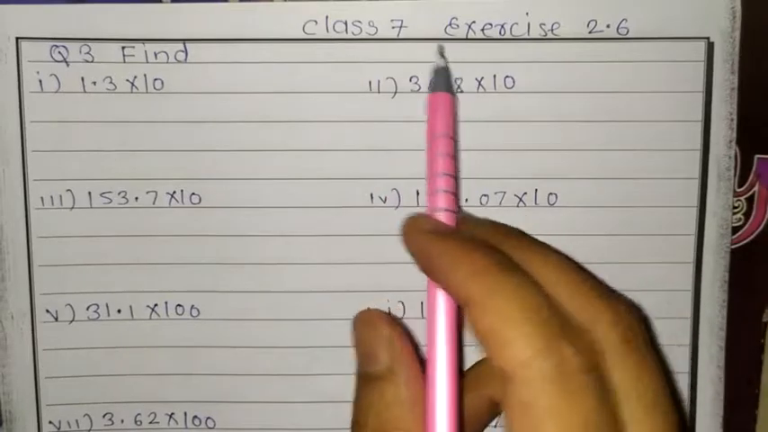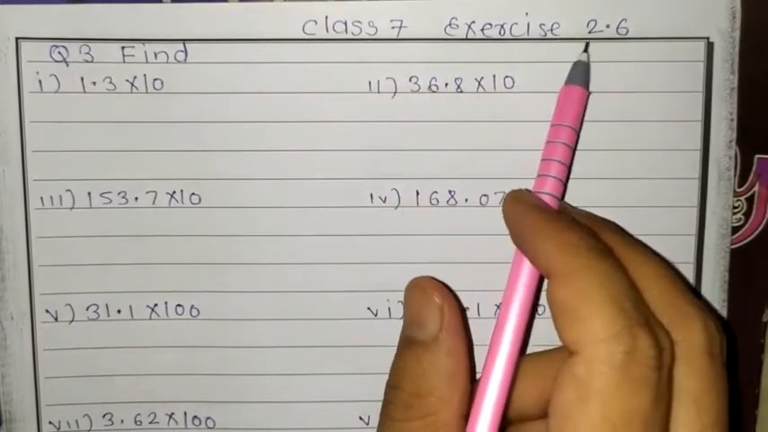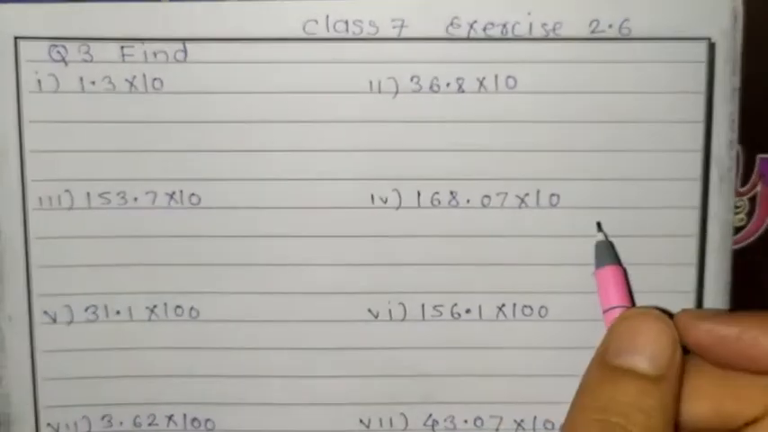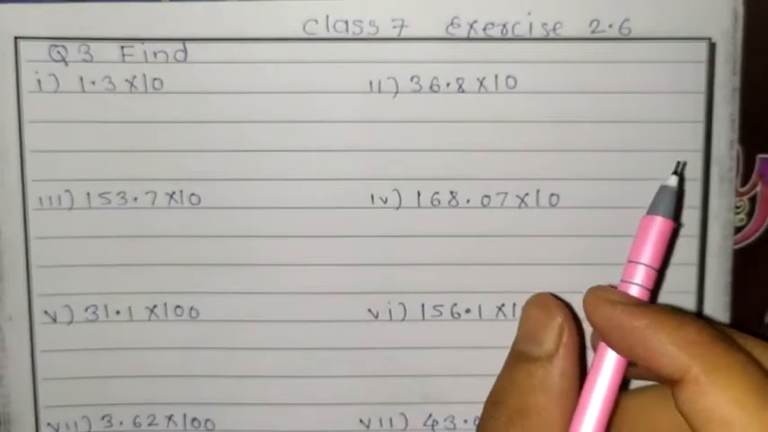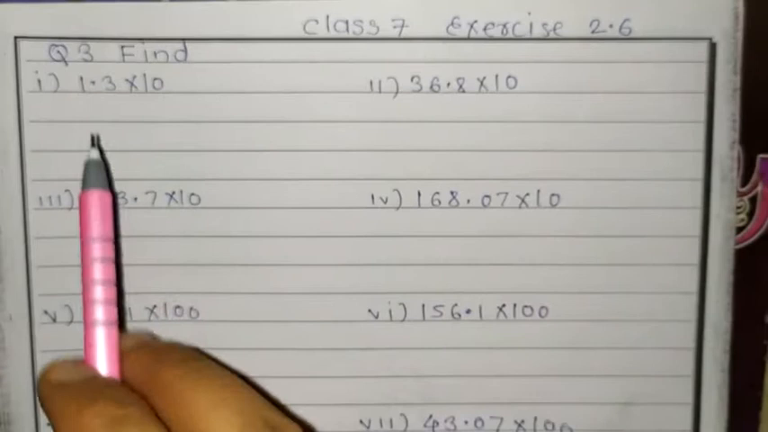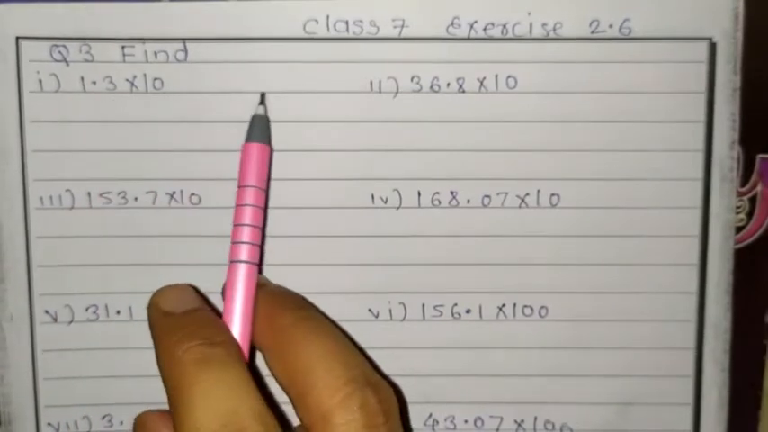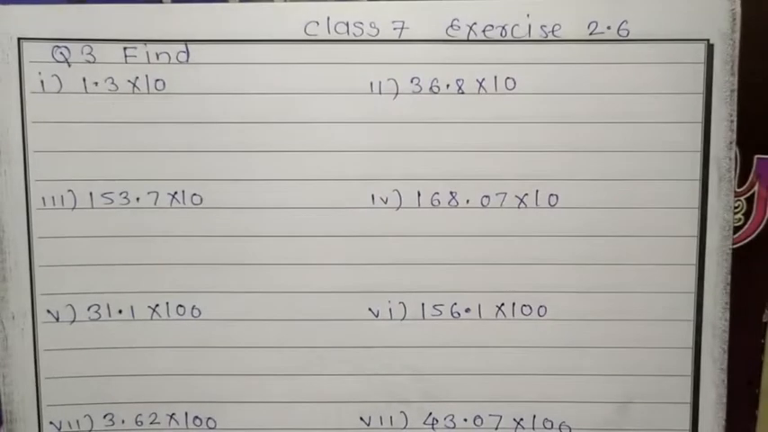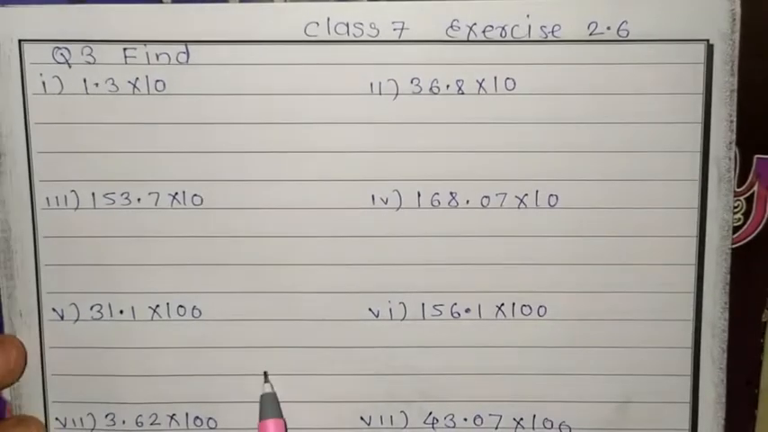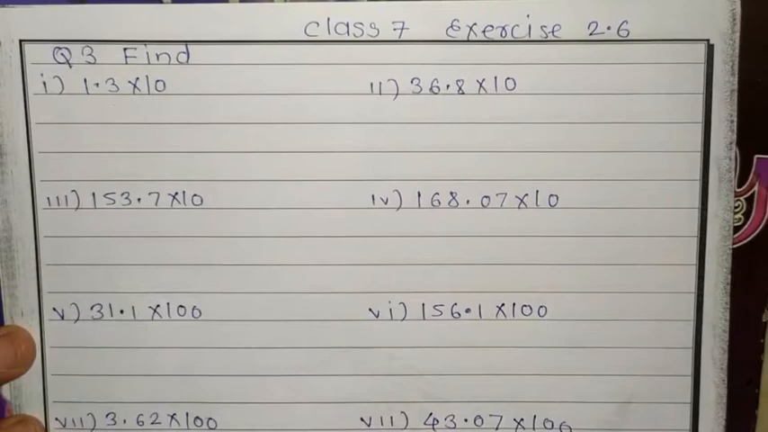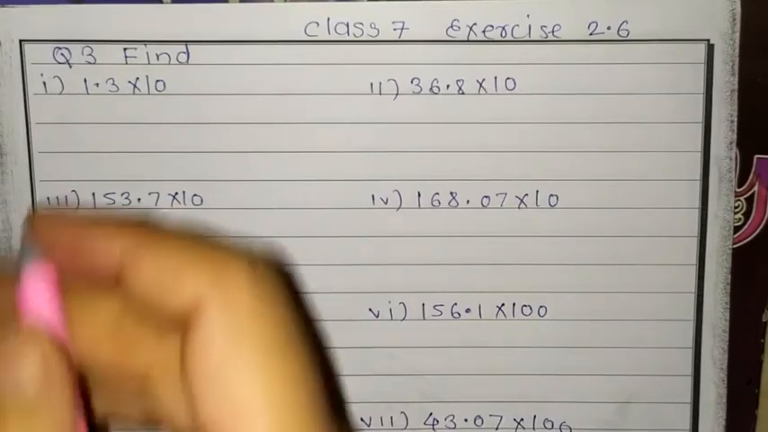Hello dear student, we are in class 7 exercise 2.6 question number 3. In this question you have to do multiplication with the decimal number with 10, 100, 1000 like that. Multiplication is quite easy if your concept is clear. In the introduction also we have seen how to do the multiplication with decimal number.